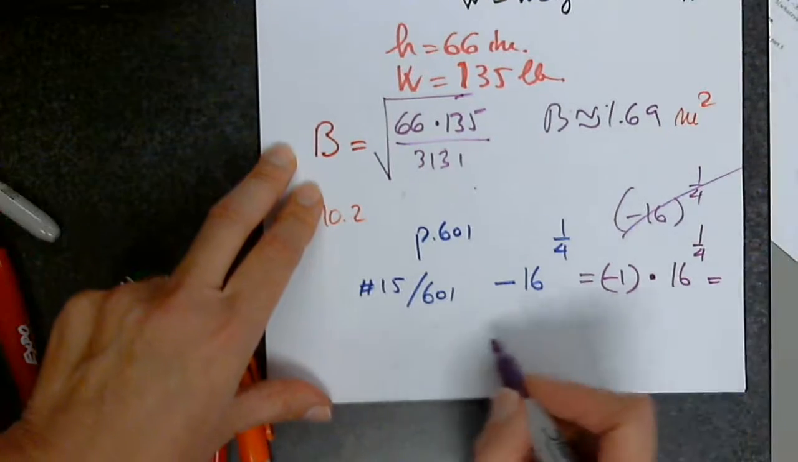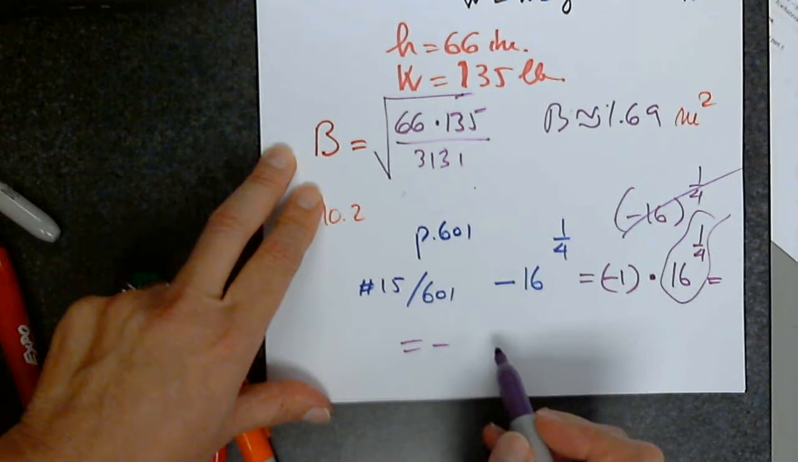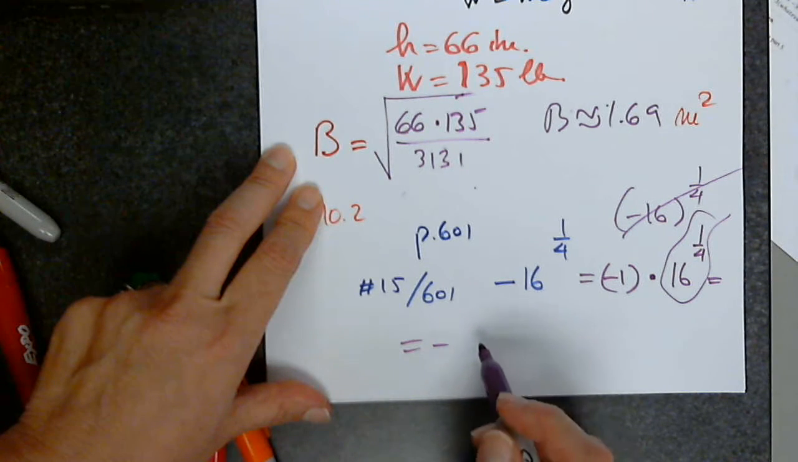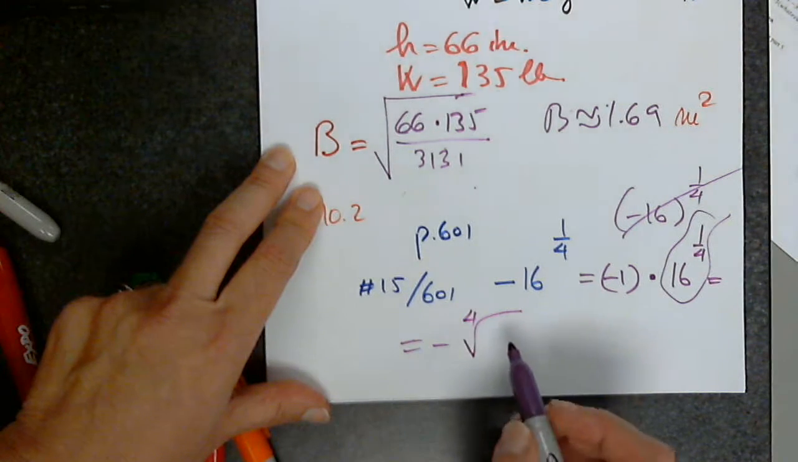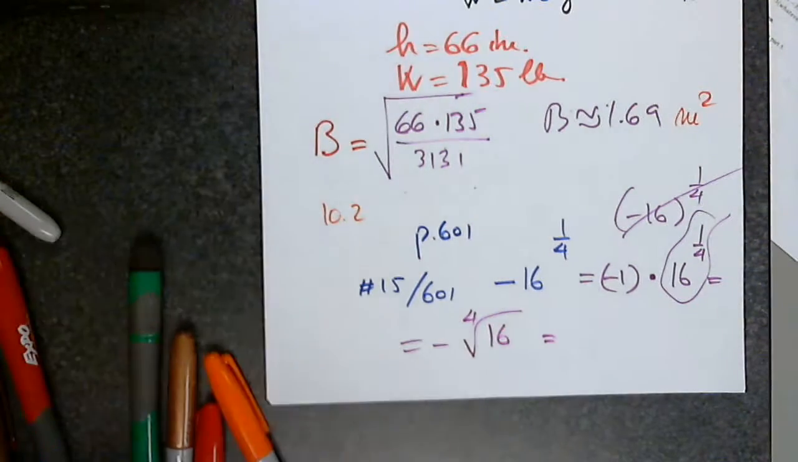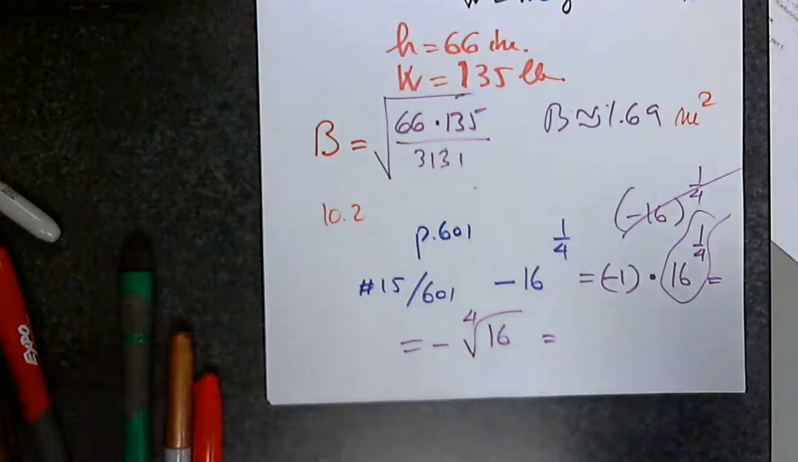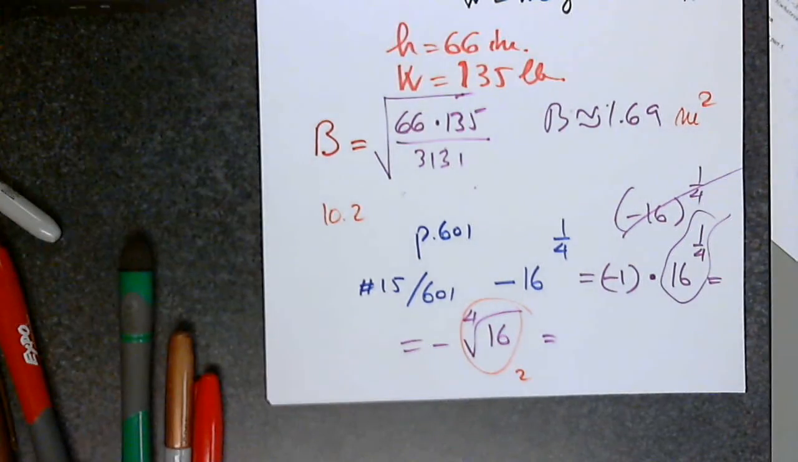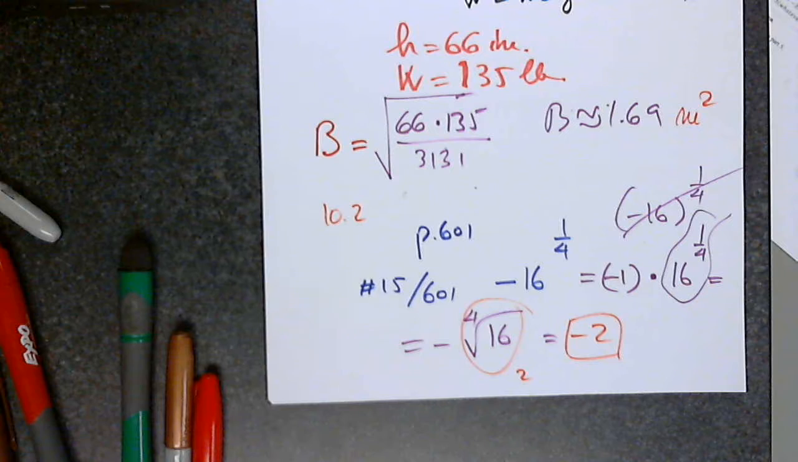Perfect, thank you. So then I have negative outside, and how do I change this into a radical? The fourth root of 16. Perfect. Now can I determine the fourth root of 16? Is there a number that I raise to the fourth power to get 16? 2, indeed. So if this is 2, what is the final answer then? Negative 2. So please be very careful with this.